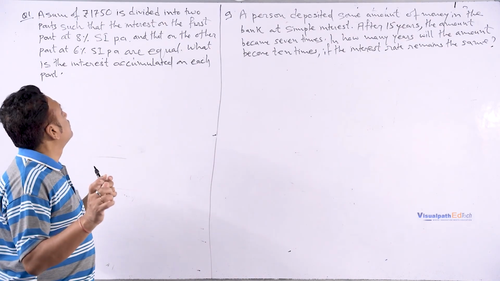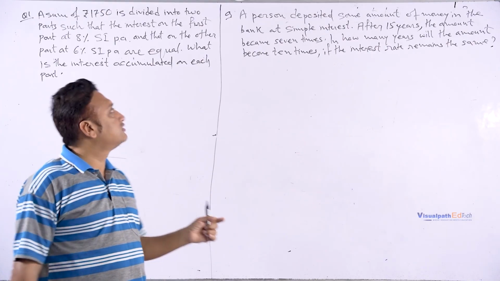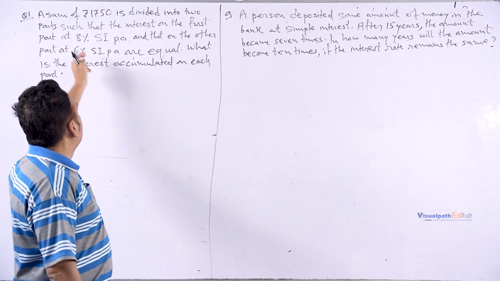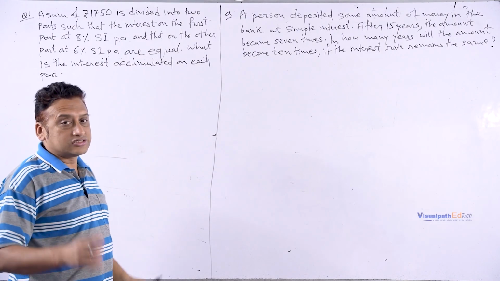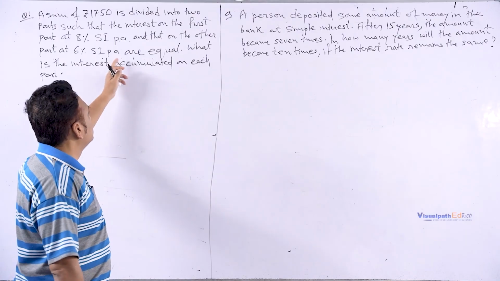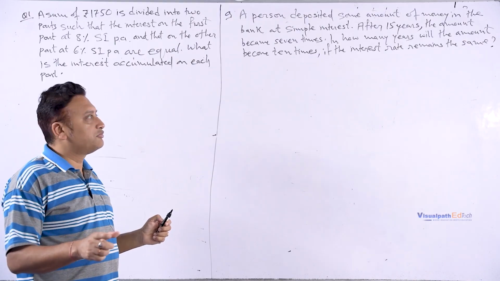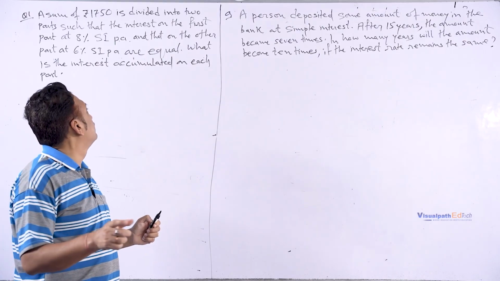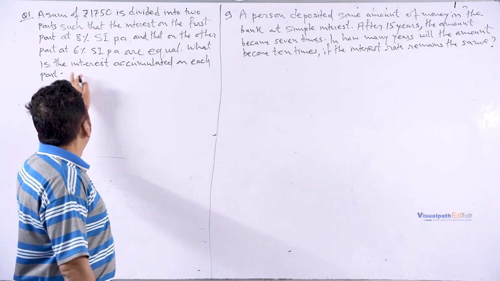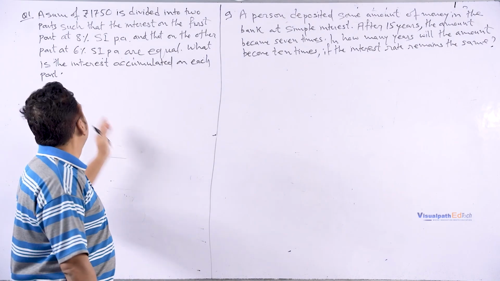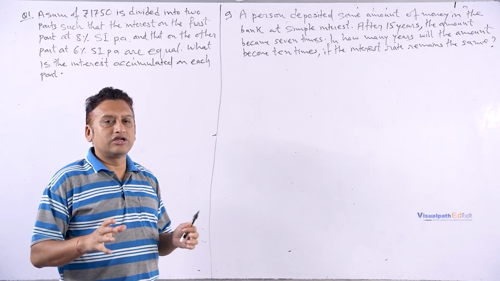So, the total amount 1750 is divided into two parts, not necessarily equal parts. The first part invested at 8% simple interest and the second part invested at 6% simple interest, for the same time period, give equal interest. What is the interest accumulated in each part? That is what we are asked for.